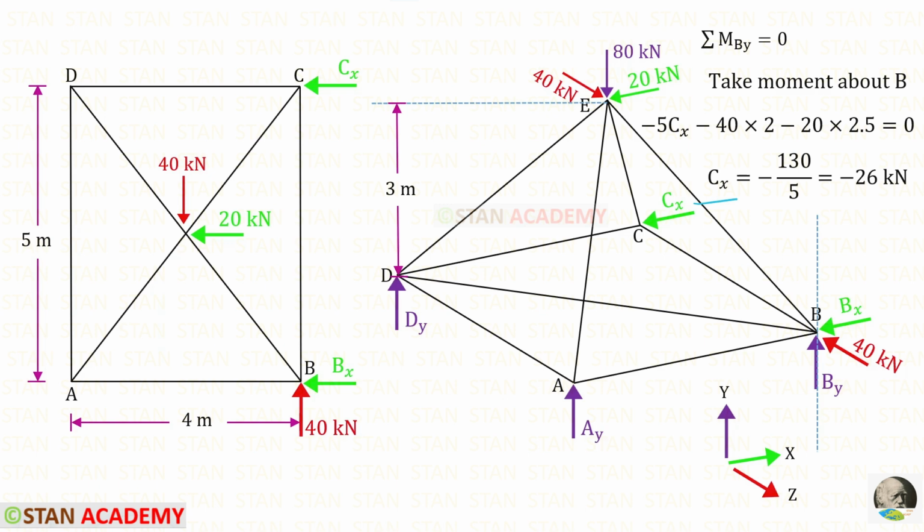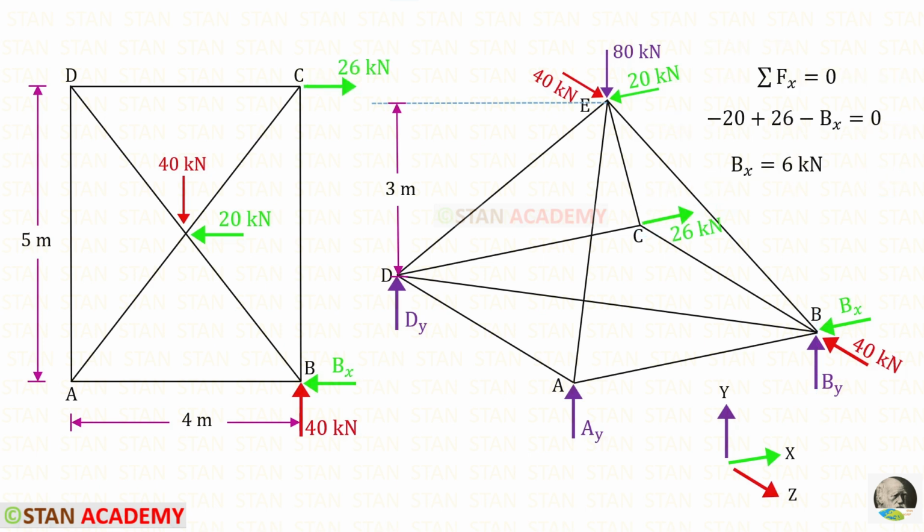For Cx, we will get a negative value. That means the assumed direction is incorrect. We have to change the direction of Cx. You can see that I have changed the direction of Cx. Now using this rule, we can find Bx. Let us keep this side as positive and the opposite side as negative. So these two will be negative and this one will be positive. In this way, for Bx we will get 6 kilonewton.